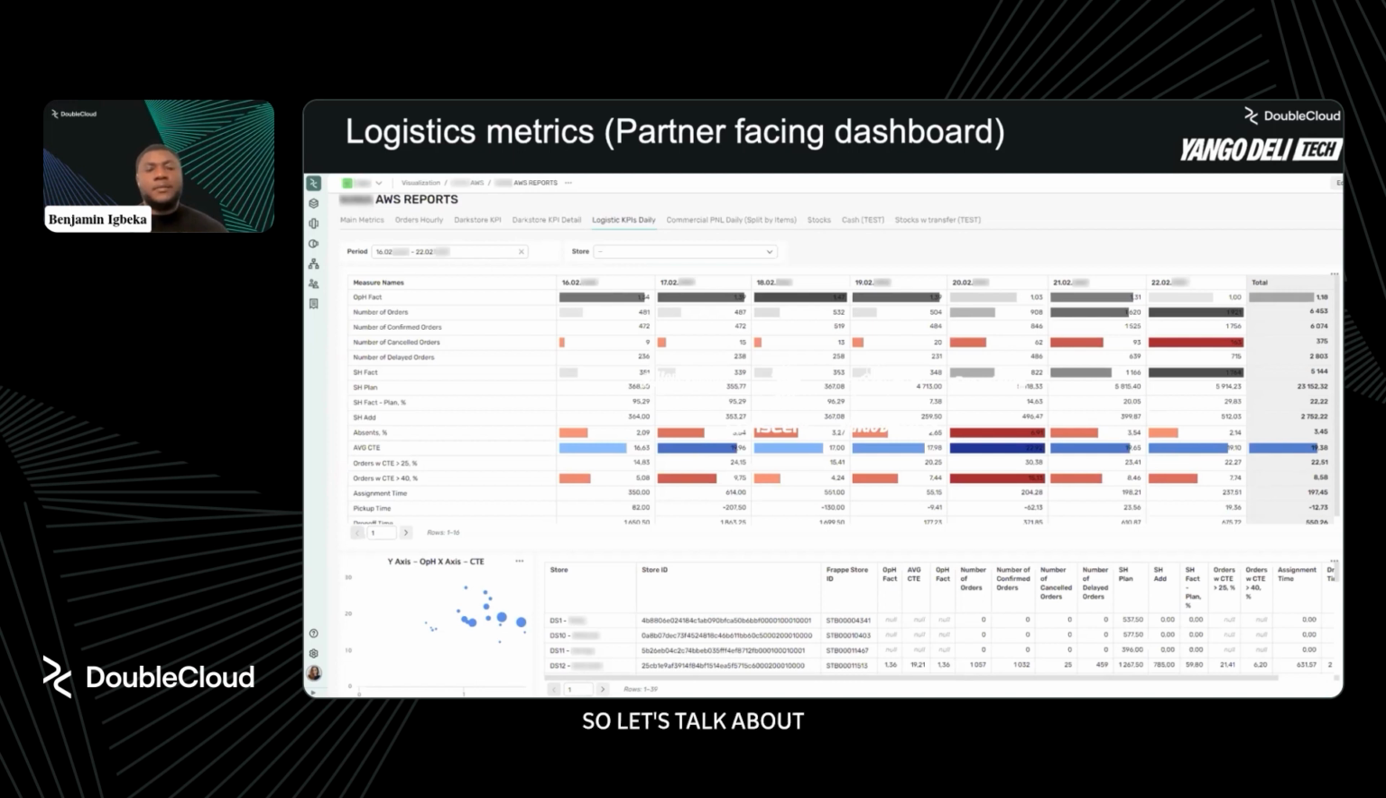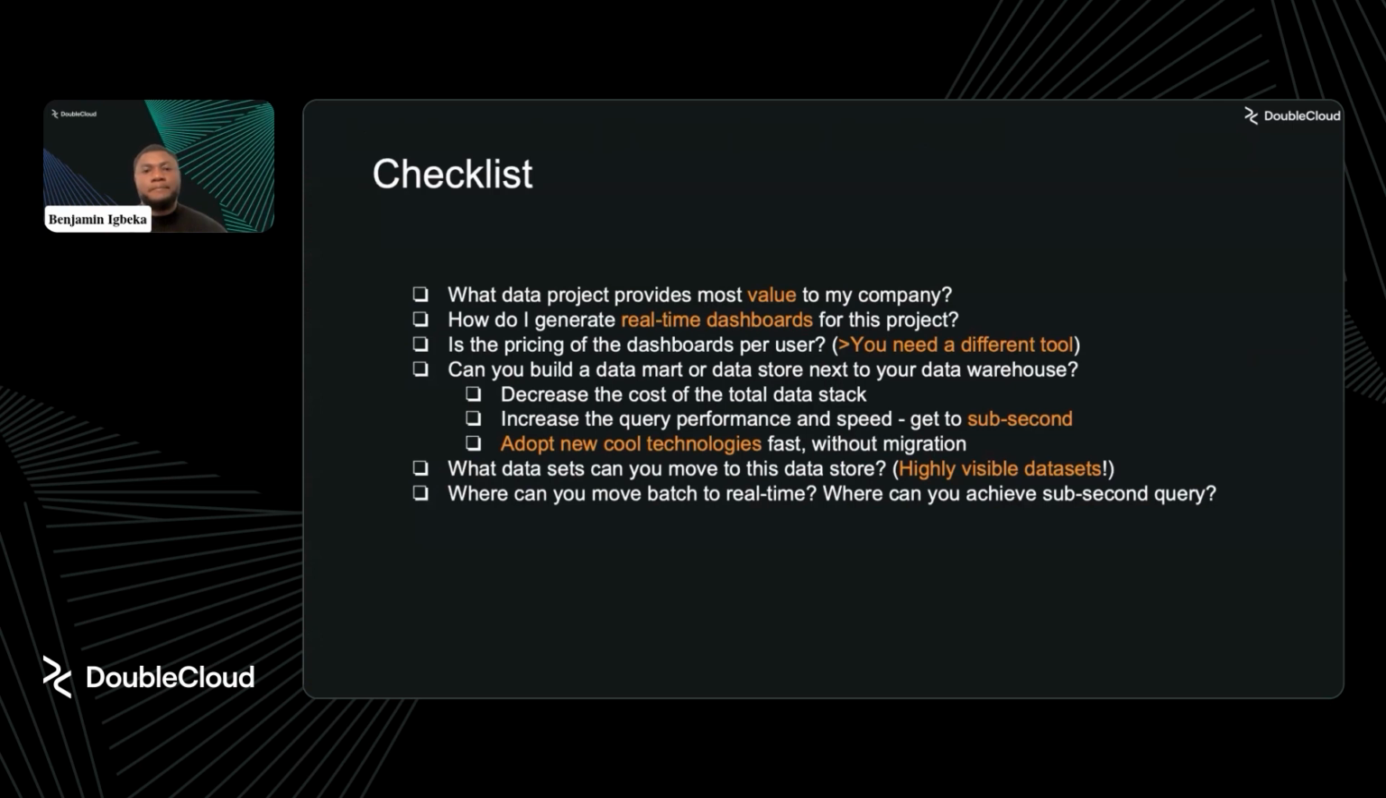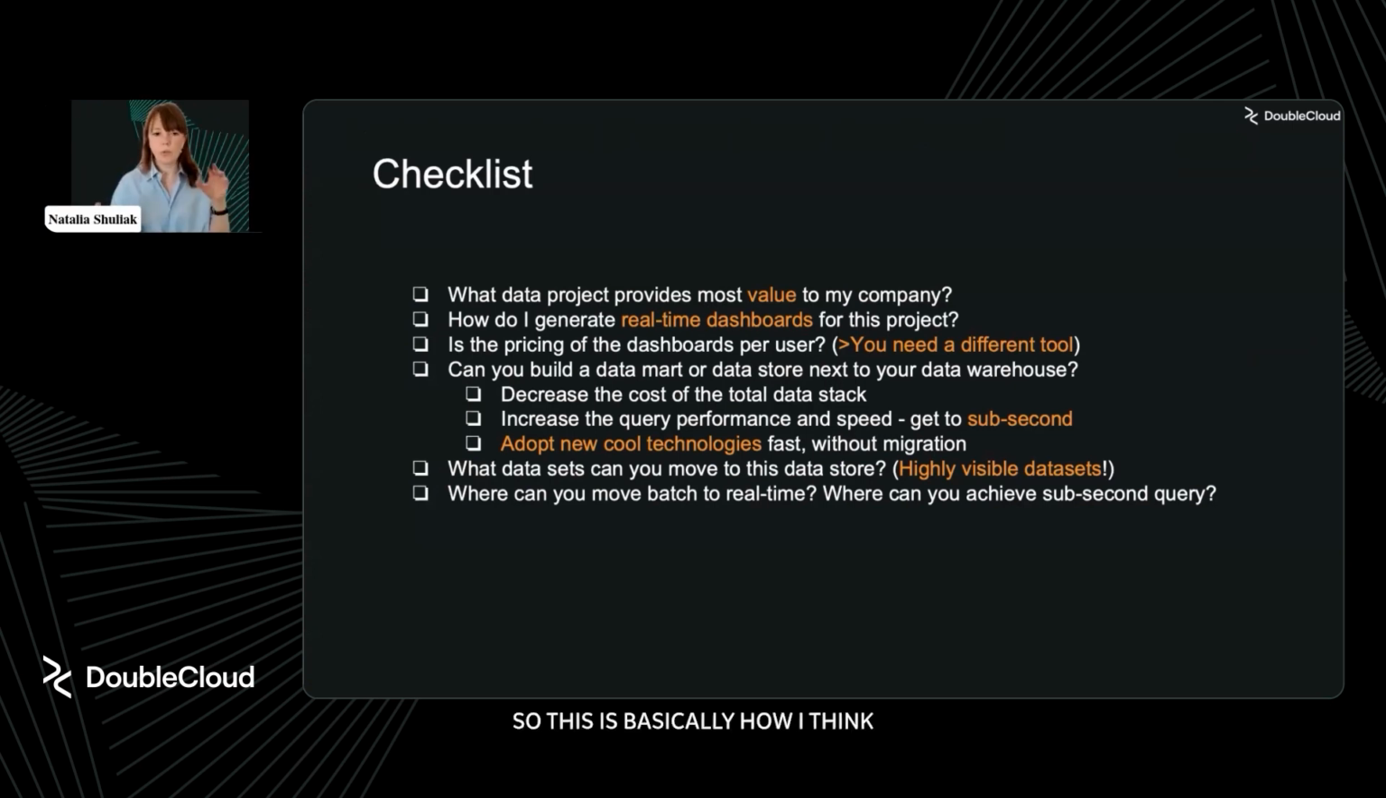So let's talk about a checklist. What do CTOs need to do? Where do they start, and what should that journey look like? So this is basically what would be great for any CTO trying to make an impact with data analytics. This is what should be done.